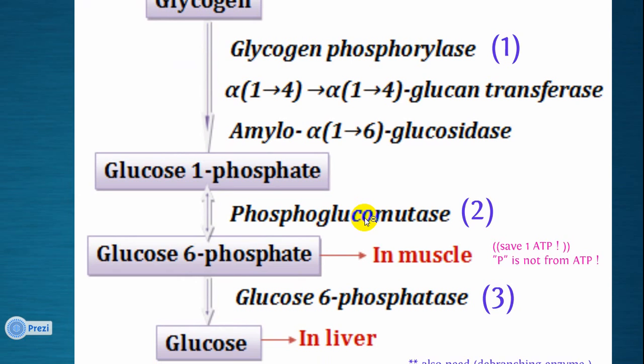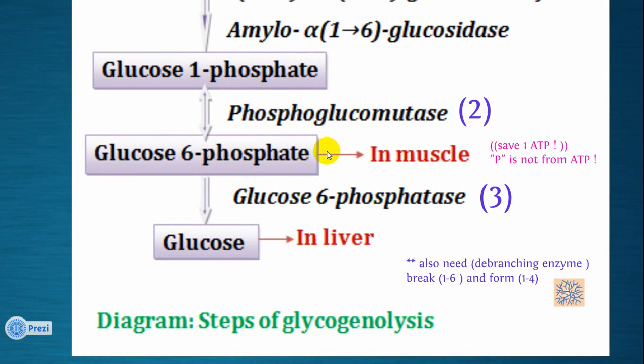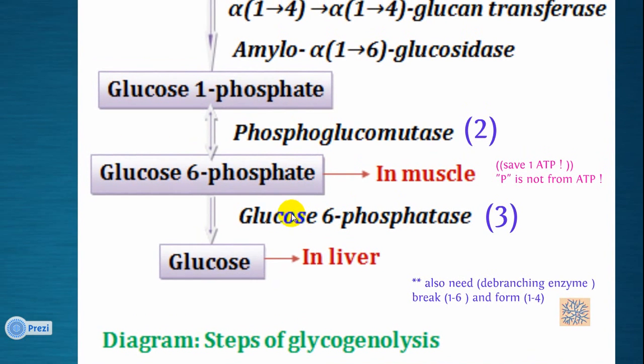Remember that mutase is a type of enzyme that can do an isomerization process. Isomerization is to change the place of the functional group. So the glucose 1-phosphate will become glucose 6-phosphate. Now, the glucose 6-phosphate in muscle is enough here. But in liver, we need to change it into glucose by using an enzyme called glucose 6-phosphatase. Phosphatase is a type of enzyme that can remove the phosphate group.